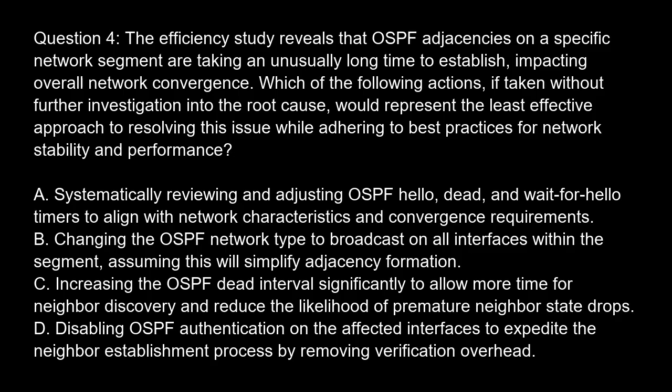Option A. Systematically reviewing and adjusting OSPF hello, dead, and wait-for-hello timers to align with network characteristics and convergence requirements. Option B. Changing the OSPF network type to broadcast on all interfaces within the segment, assuming this will simplify adjacency formation. Option C. Increasing the OSPF dead interval significantly to allow more time for neighbor discovery and reduce the likelihood of premature neighbor state drops. Option D. Disabling OSPF authentication on the affected interfaces to expedite the neighbor establishment process by removing verification overhead.